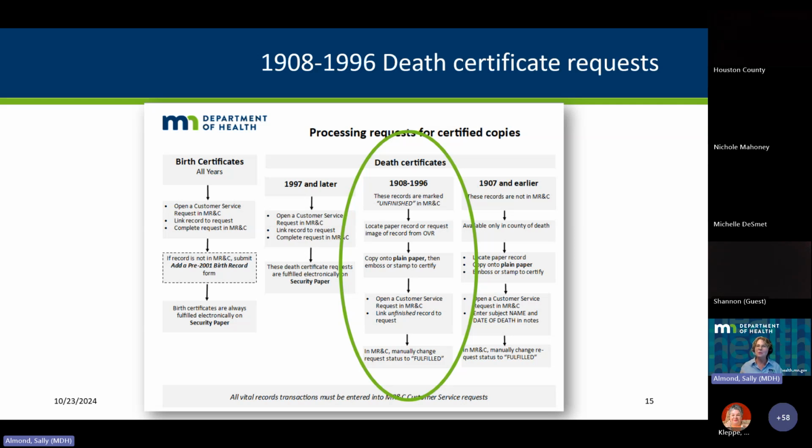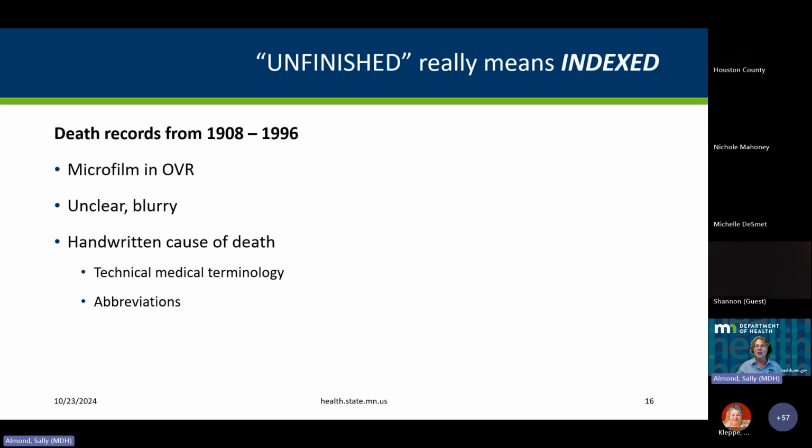And when you look up the record, you're going to notice that the status looks unfinished. This is your cue that this is one of those historical records, and you'll need to locate the paper record or request a copy of it from OVR. And what you're going to issue is a plain paper copy of that record that has been embossed or stamped to certify it. That's what you're going to give to the customer. So remember that unfinished status actually means it's an indexed record.